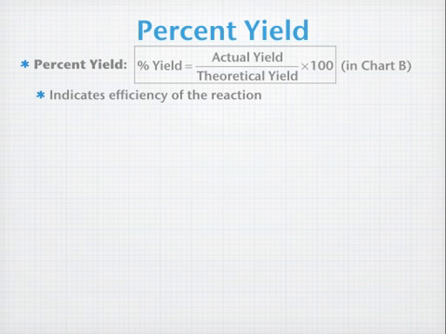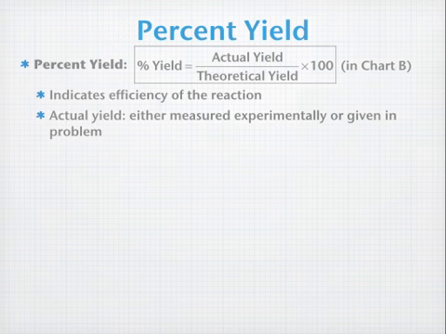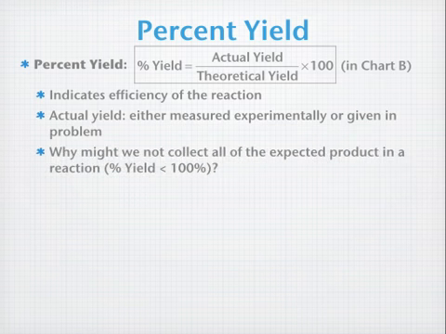The percent yield actually indicates the efficiency of the reaction. The actual yield is either measured experimentally, and you'll be doing that in your lab, or you have already done this in your lab, or it could be given to you in the problem.